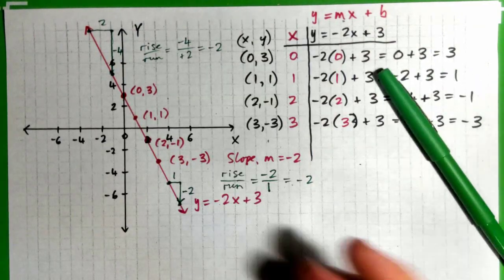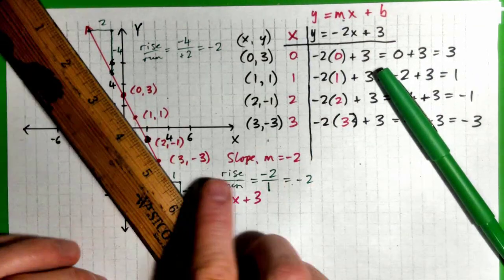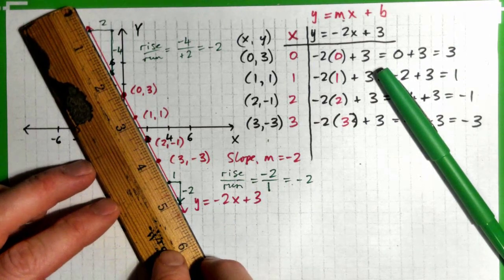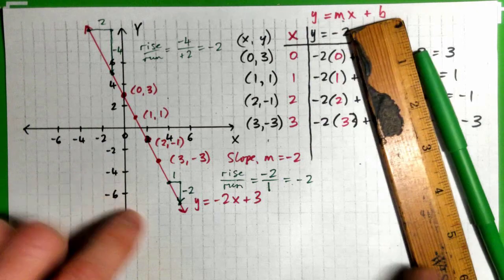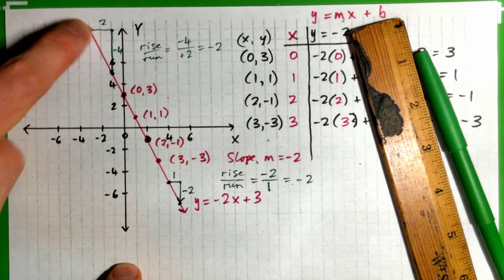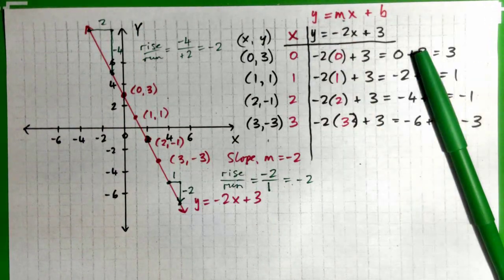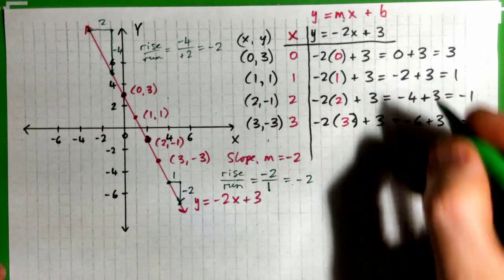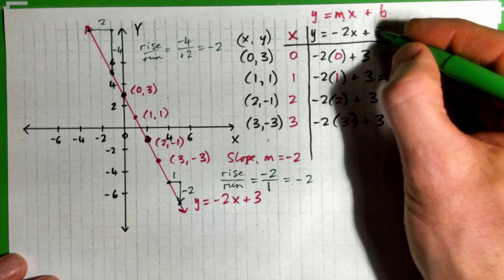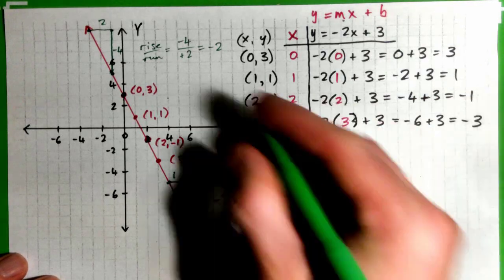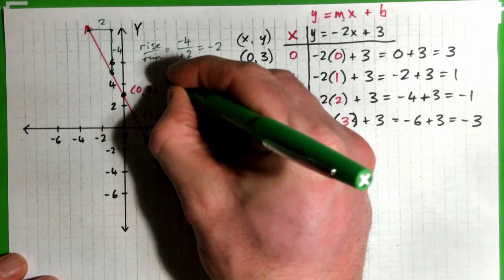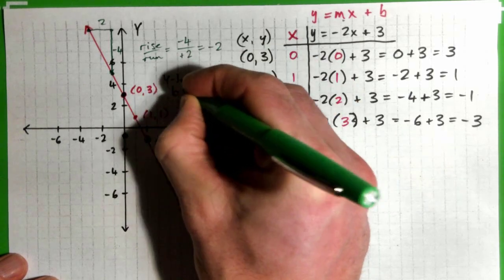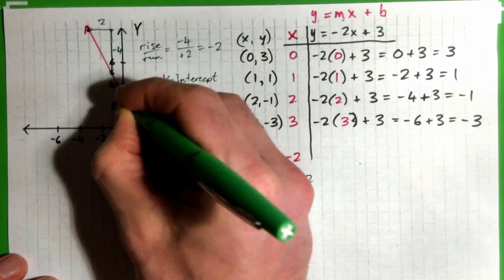Now the y-intercept is where the line crosses the y-axis. Where does this line hit the y-axis? That would be at 0, 3, right here. And on the equation you can see that b equals 3. So our y-intercept is b equals 3. That point there. See that? Right there.